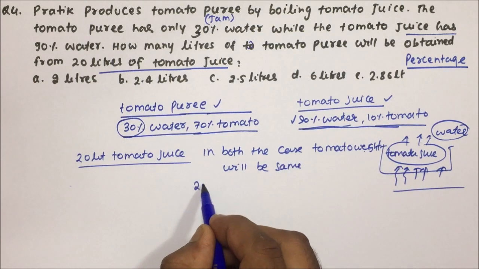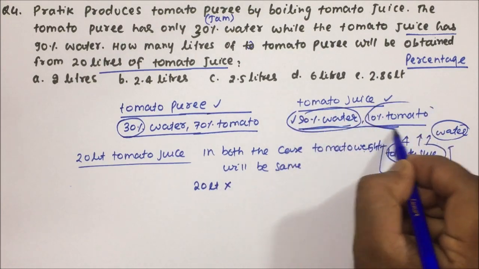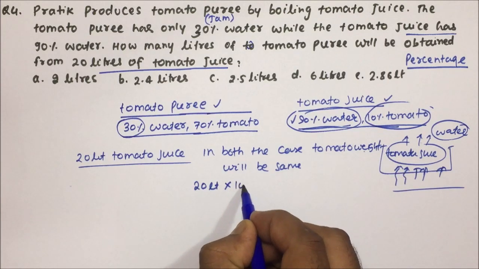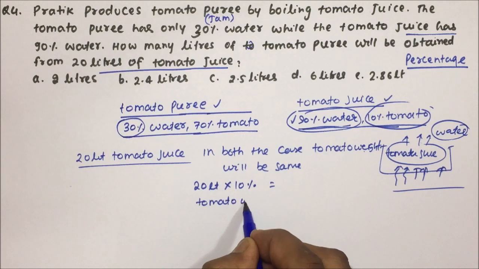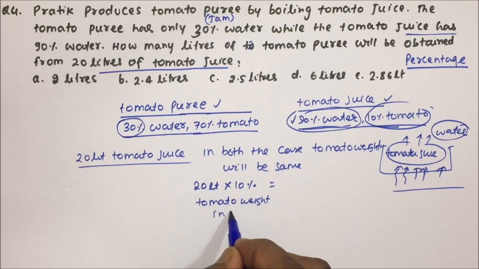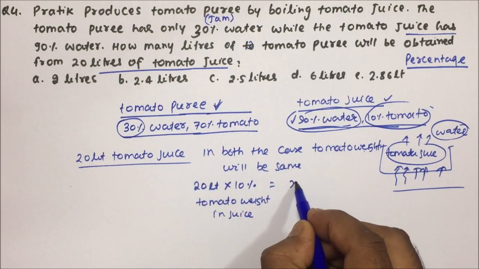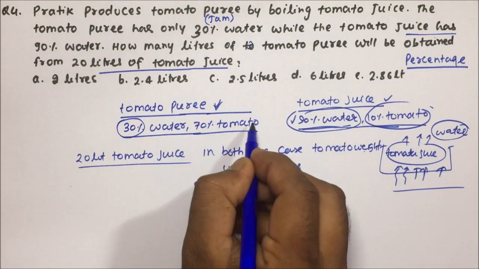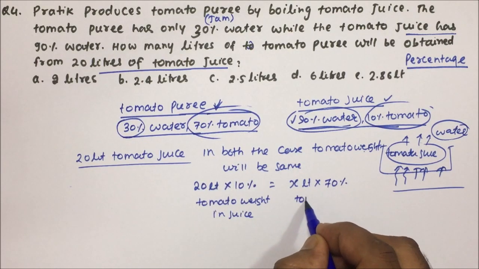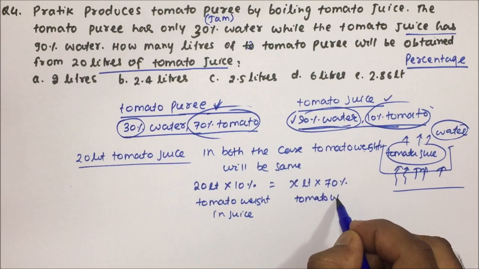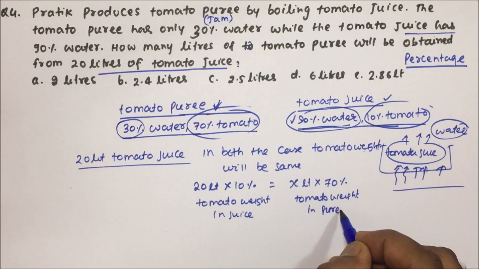So total 20 liters of tomato juice is there, having 90% water and 10% tomato. So this is the tomato weight in the juice. Now suppose X liters of tomato puree you are getting, and it has 70% tomato. So here also the tomato weight in the tomato puree is the same. The tomato weight will always be the same.